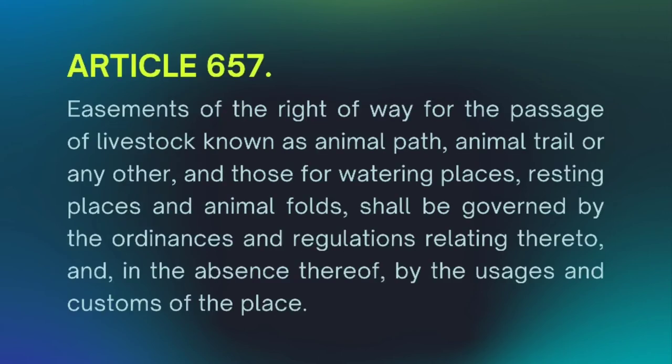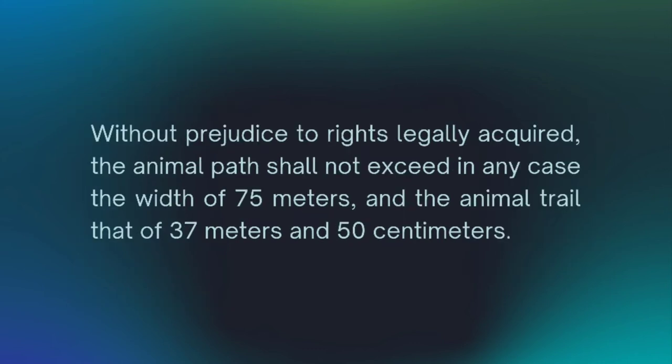Article 657. Easements of the right of way for the passage of livestock, known as animal path, animal trail, or any other, and those for watering places, resting places, and animal folds, shall be governed by the ordinances and regulations relating thereto, and, in the absence thereof, by the usages and customs of the place. Without prejudice to rights legally acquired, the animal path shall not exceed in any case the width of 75 meters, and the animal trail that of 37 meters and 50 centimeters.